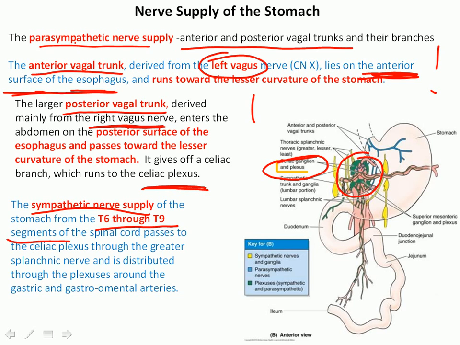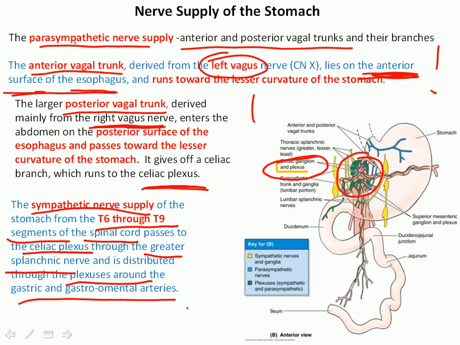The sympathetic nerve supply of the stomach is associated with T6 to T9 vertebral segments of the spinal cord. They are also interlinked within this celiac plexus, through the greater splanchnic nerve. And after that, through the plexuses around various arteries, those sympathetic fibers reach the stomach wall.